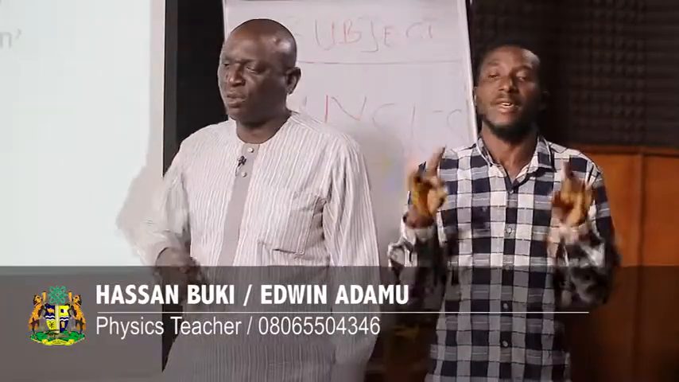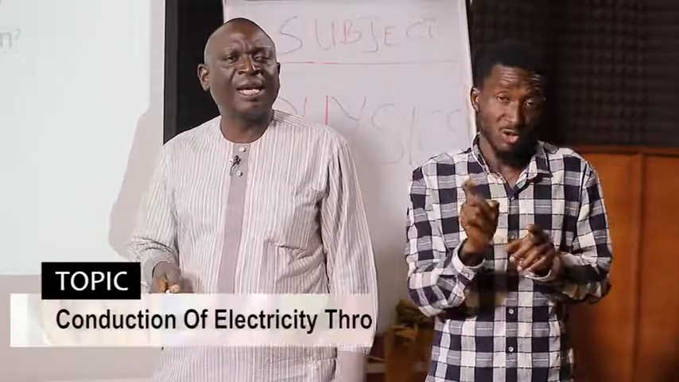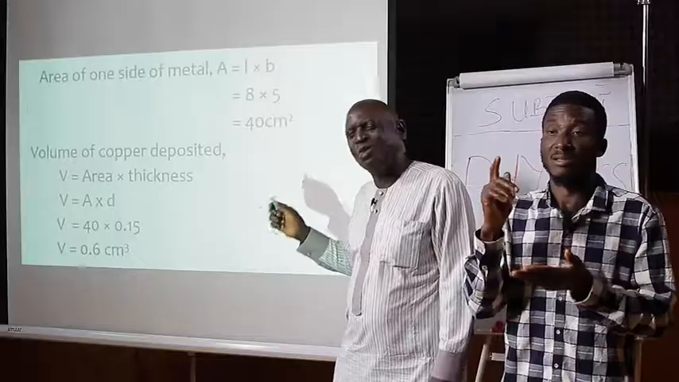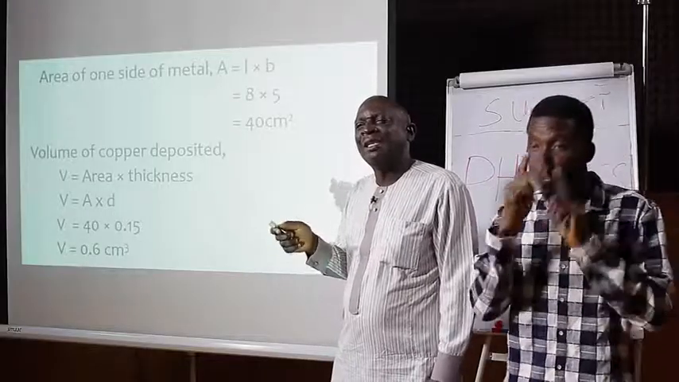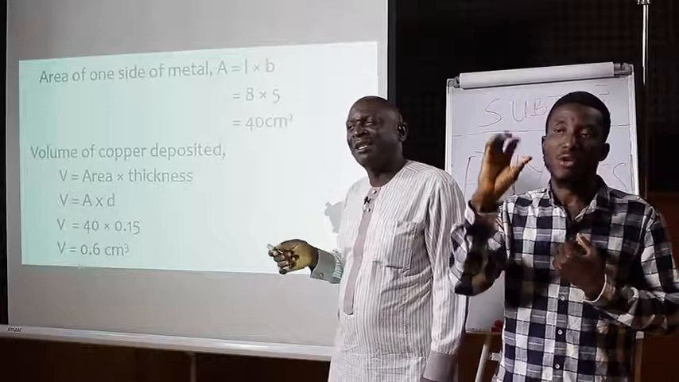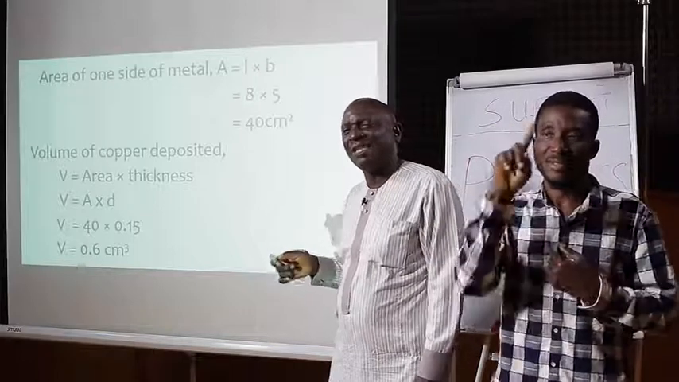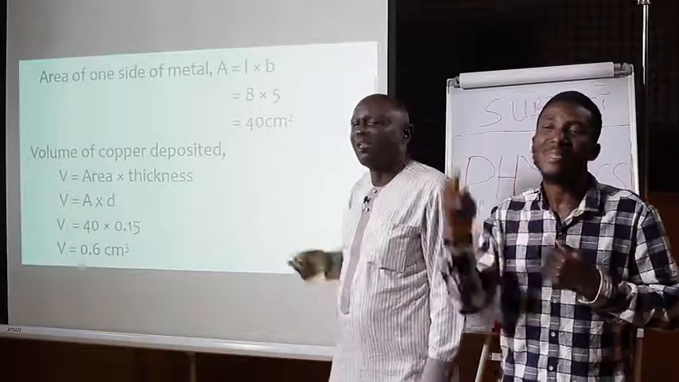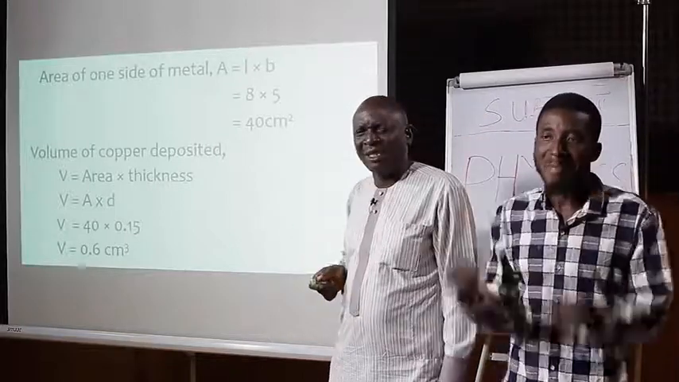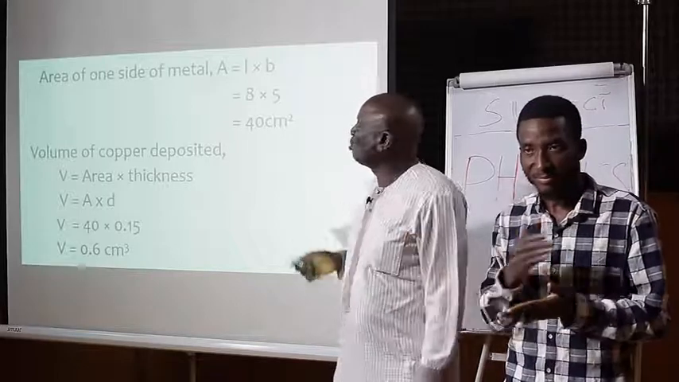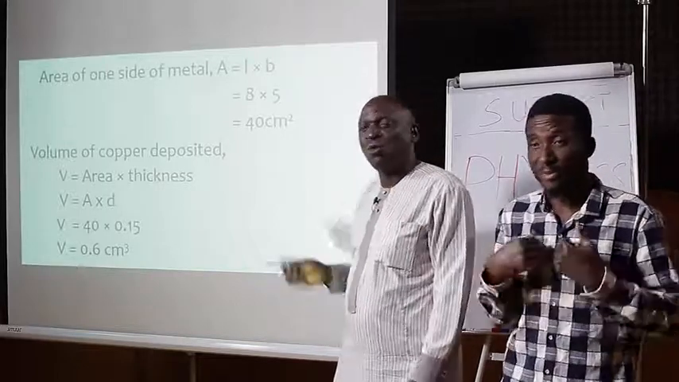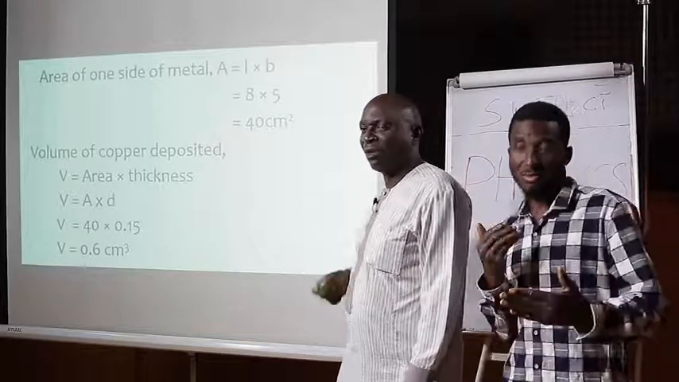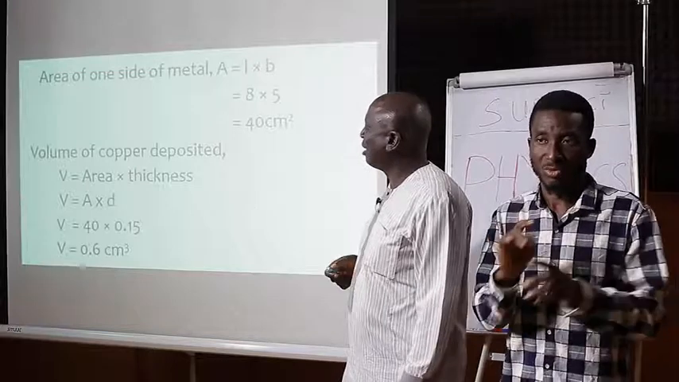Now, if you look at our equation, M equals ZIT, you will see that T is what we are looking for. But we have I, current, given. We have Z, electrochemical equivalent, given, but we don't have mass. M is not given. So there is no way we can calculate T without M. So first and foremost, we have to calculate mass, M, before we can substitute in our equation to get our time.